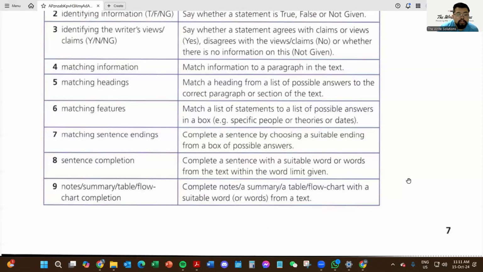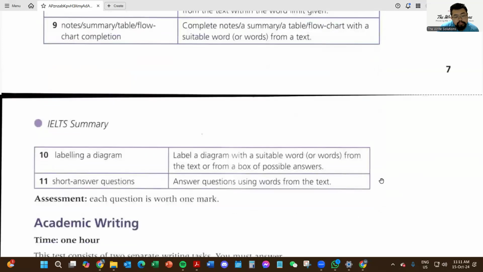Okay, so let's move on to the labeling and diagram. So you label a diagram with a suitable word. They'll give you a diagram, and you have to fill in the word, and you have to read where it goes. Short answer questions, answer the question using words from the text. Okay, and each question is worth 1 mark. Those are the types of questions.